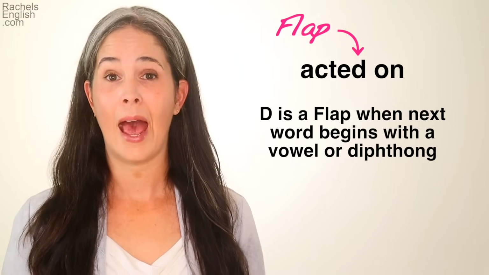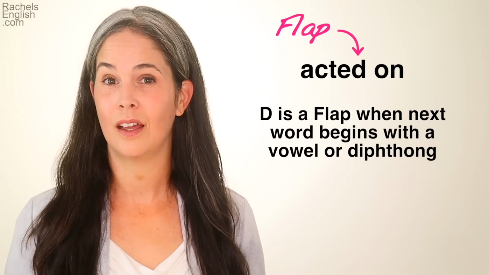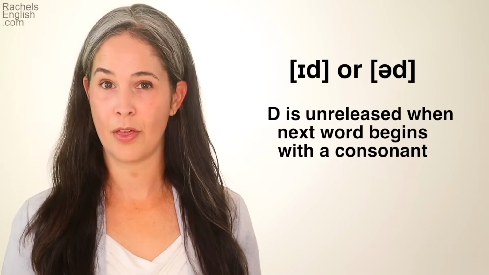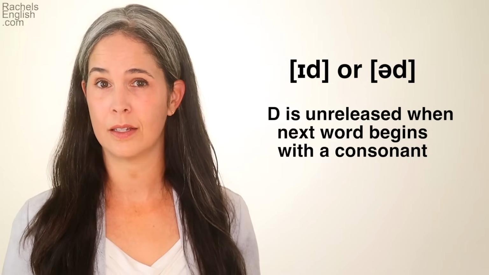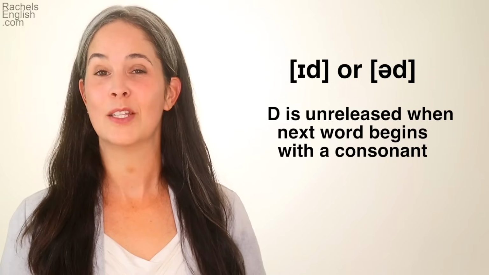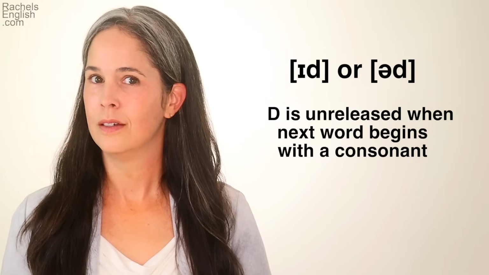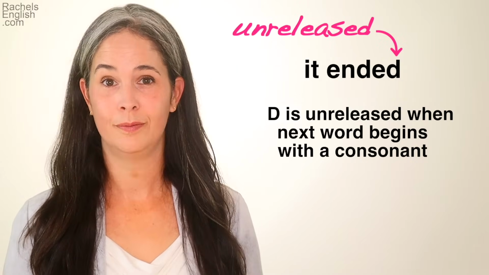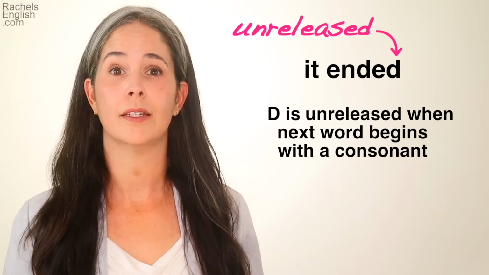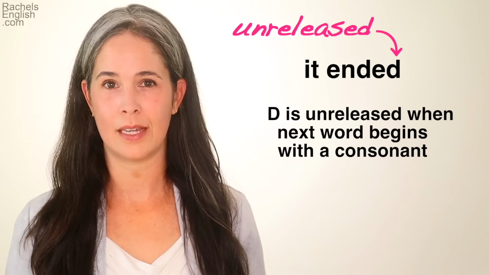Let's look at another example. Acted on becomes acted on. That flap of the tongue. At the end of a thought group, or when the next word begins with a consonant, that will usually be an unreleased D. That means we make a sound in the vocal cords for the D, but we don't release it. For example, it ended. End of my thought group, I didn't release the D, it ended. That vibrating of the vocal cords for that voiced sound.